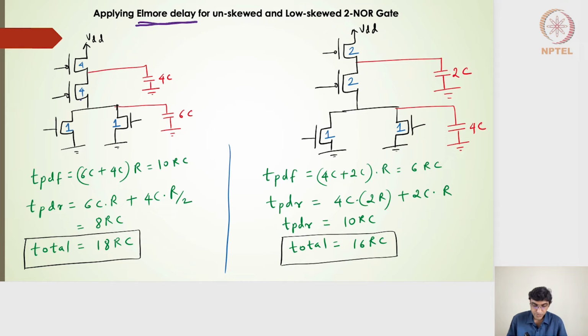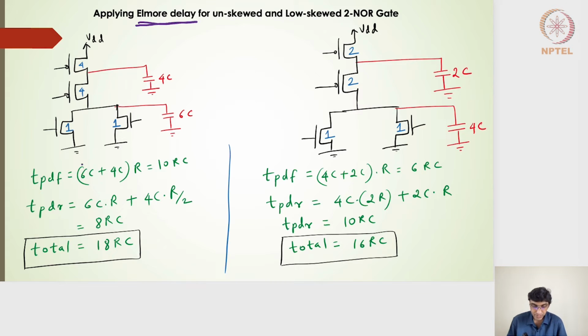So if I use the Elmore delay method, I need to use the internode diffusion capacitance, and that's why it has been reflected here. So for an unskewed 2-input NOR gate, I have the sizes of 4 and 4 and 1 and 1. At the output side, I will see the capacitance of 6C. In this particular internode diffusion capacitance, it is having a 4C.